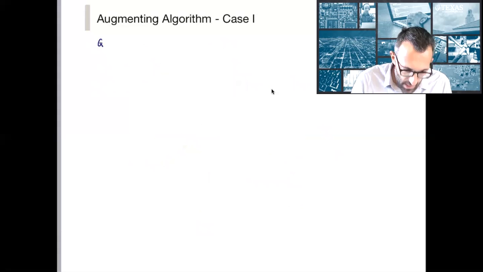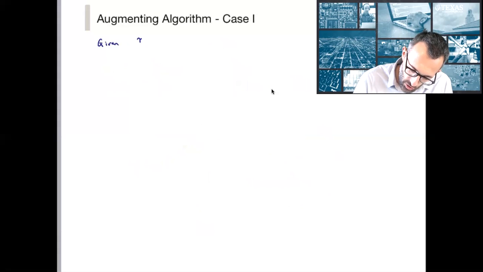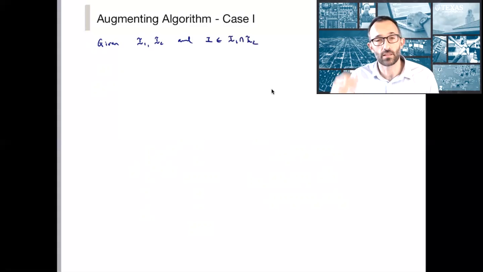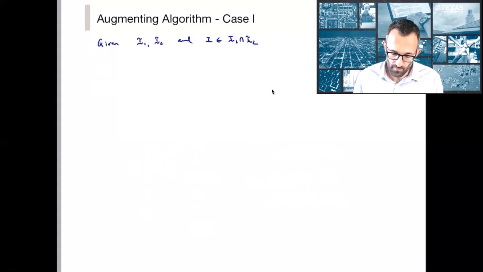So, again, given our two independent systems, and given something in the intersection, I want to either assert that this is the largest possible cardinality set in the intersection, the largest common independent set, or I want to find a way to augment it.